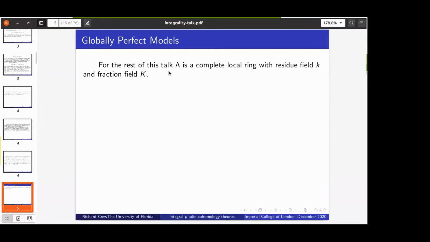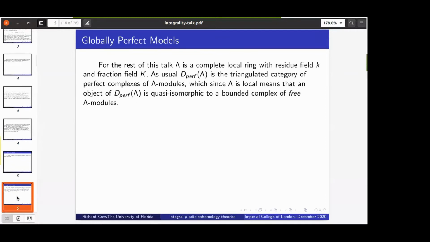So for the rest of this talk, lambda is just a complete local ring with residue field little k and fraction field capital K. As usual, D-perf of lambda is the triangulated category of perfect complexes of lambda modules. And since lambda is a local ring, this means that an object of D-perf of lambda is quasi-isomorphic to a bounded complex of free lambda modules. This simple observation will actually be used later.